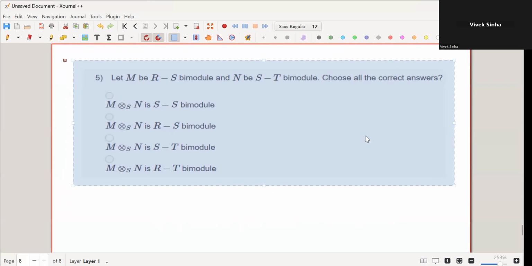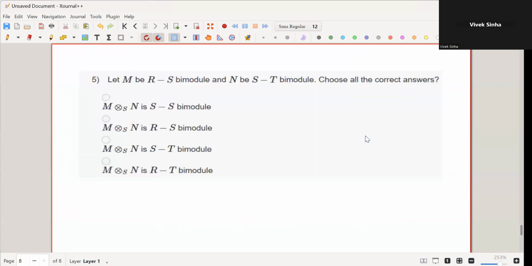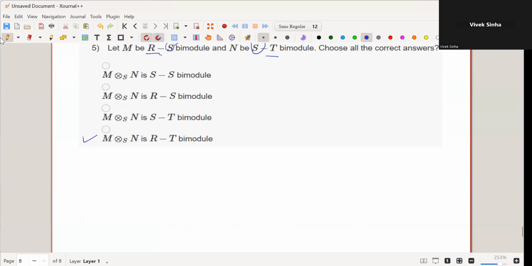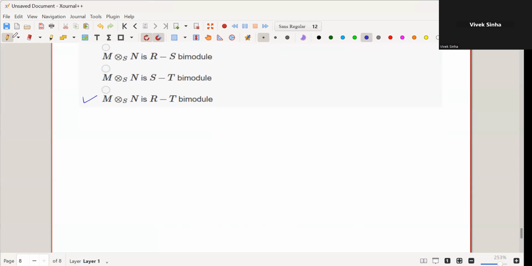So it says let M be an RS bimodule and N be an ST bimodule. Choose all the correct answers. So then this S will be absorbed, and M tensor over S with N will be an RT module, right? So simply the last one is correct. There is nothing to be checked. We've already seen this. Okay, so this is the simplest question. Just the definition one has to use.